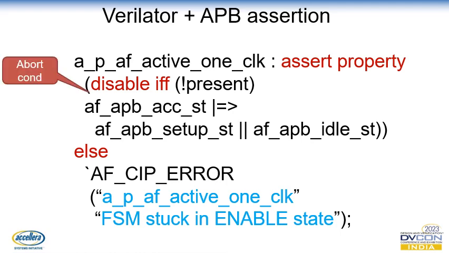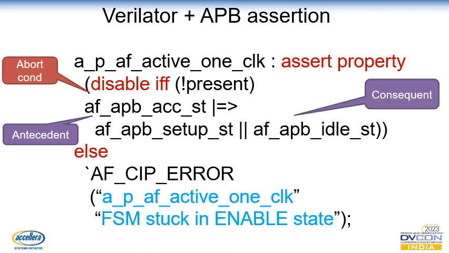And disable iff essentially talks about the abort condition, so not a P reset, right? And you see that there's an antecedent which basically says if I'm in the access state, the consequent checks that from the access state you can either go to the setup state or come back to the idle state. Those are the only two options.